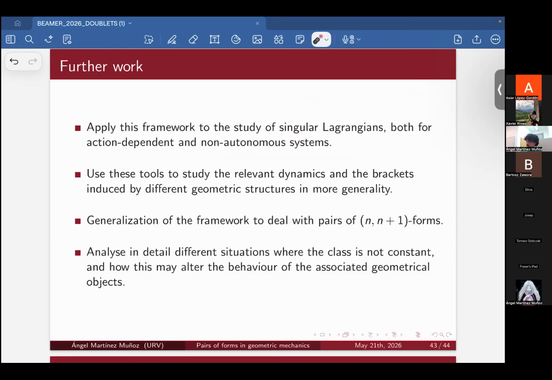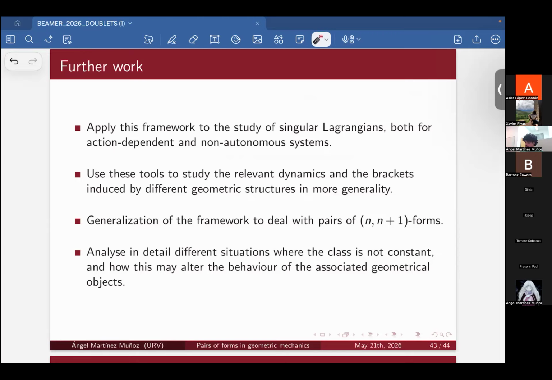And we think that this is very interesting, for example, for field theories and for the multi-contact formalism or the multi-symplectic formalism. And we're trying to deal with that, and there we think that these kernels with multi-vector fields will appear, as Javi commented before.